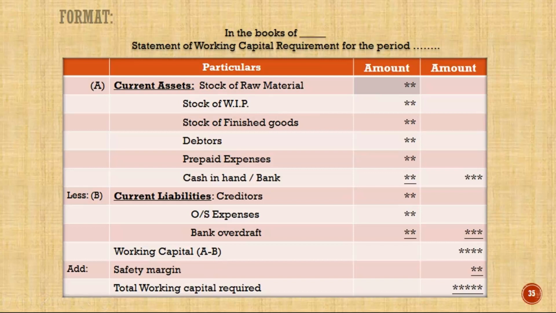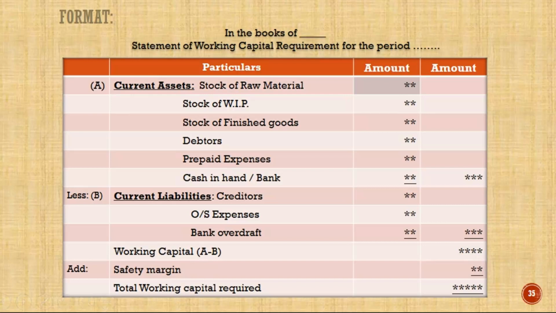We have discussed in earlier lectures how to calculate working capital. The formula for calculating working capital is current asset minus current liability. So here, these are the current assets and these are the current liabilities. So this is the amount of working capital.